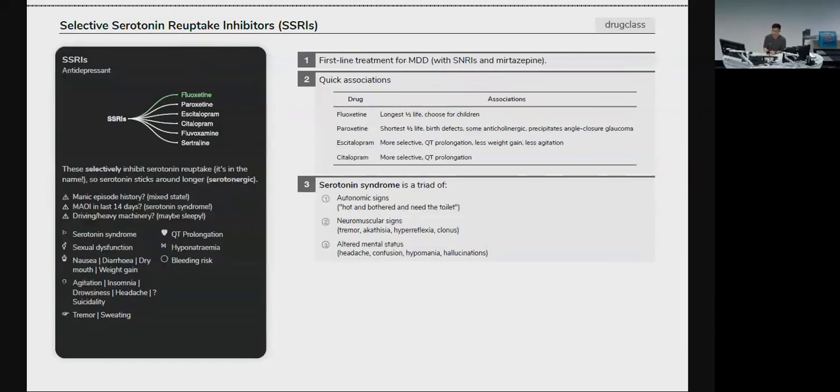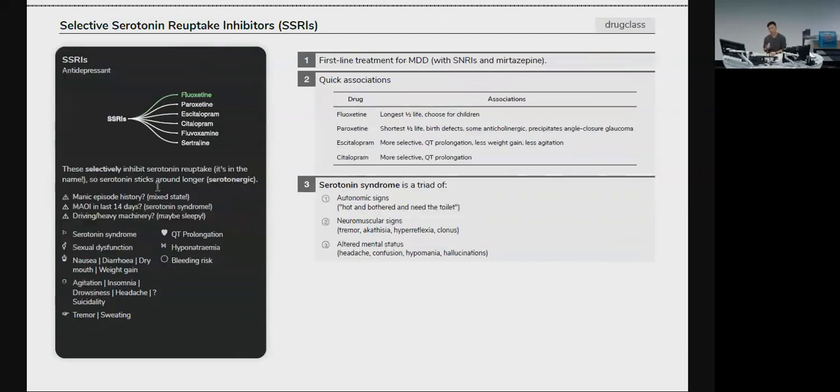So the first class is SSRIs, and SSRIs are first-line treatment for depression, along with SNRIs, which we'll talk about later, and mirtazapine, which we'll also talk about later. And SSRIs, selective serotonin reuptake inhibitors, work by, as the name suggests, selectively inhibiting serotonin reuptake. So what that means is that you get an increase in serotonergic activity.